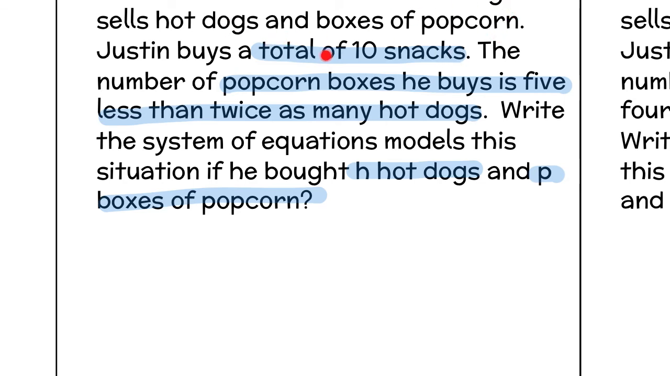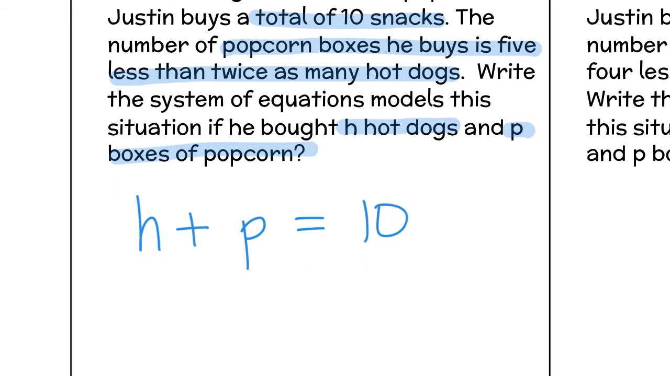So I don't know how many of each he got, but all his hot dogs and all his popcorns all together equals a total of 10. So that equation is going to be hot dogs plus popcorn equals 10 snacks. Okay, the next part of it says, the number of popcorn boxes he buys is 5 less than twice as many hot dogs. So it's telling you specifically popcorn is. So anytime you have that is, that's an equal sign.